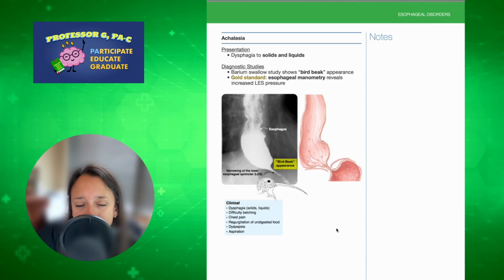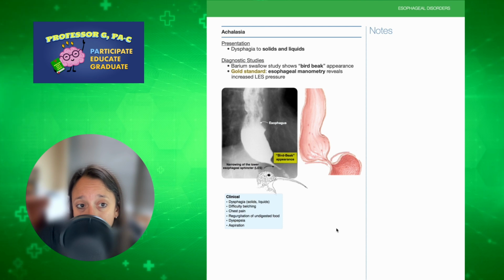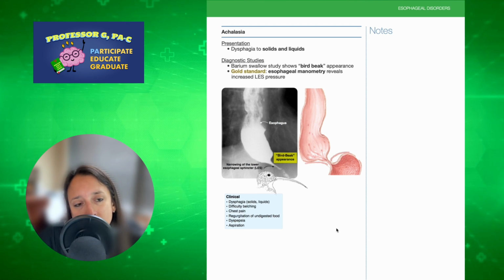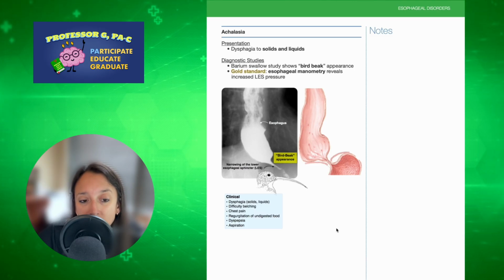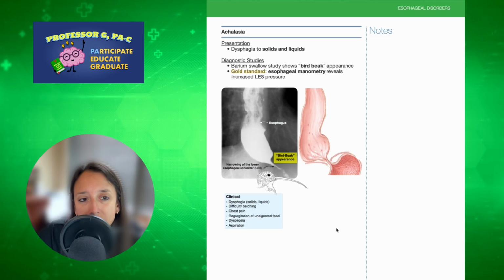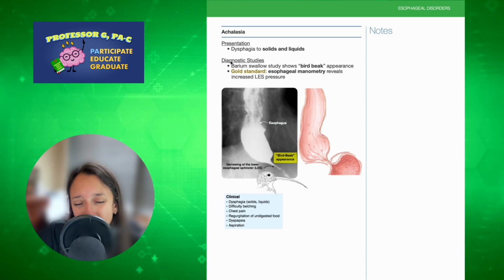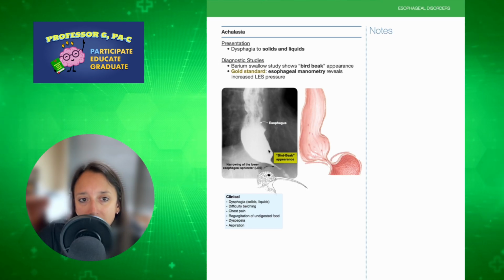Achalasia is a motility disorder. So we often see dysphagia to both solids and liquids. Typically, we diagnose it initially with an endoscopy or an EGD, and that's to rule out cancer and also just take a look. But the diagnostic study it says in here would be a barium swallow, although I'm not 100% sure that the barium swallow is the first or initial test, but it can show that classic bird's beak.